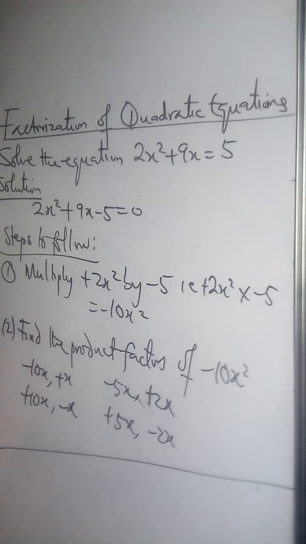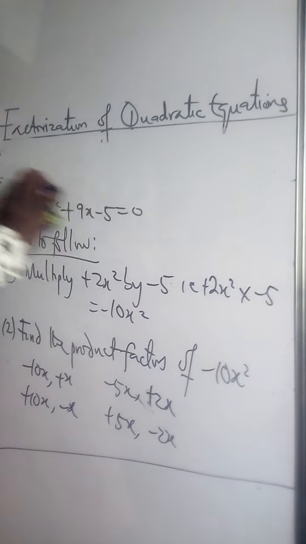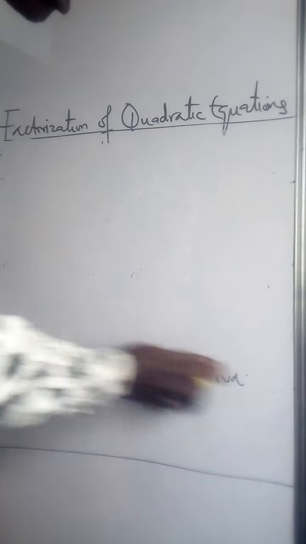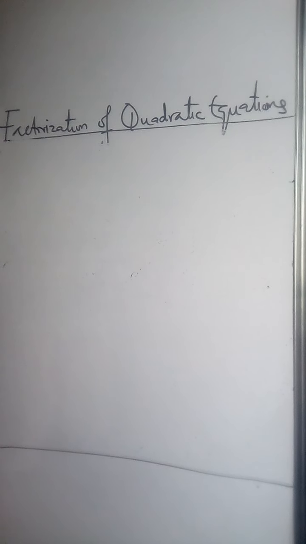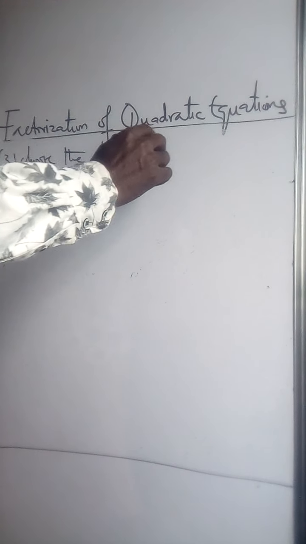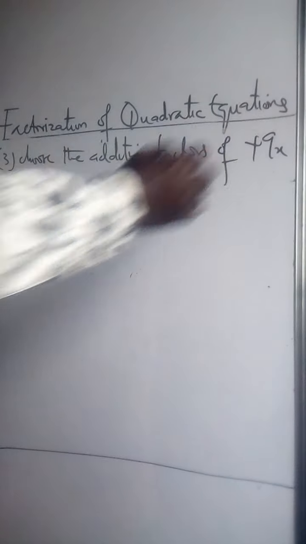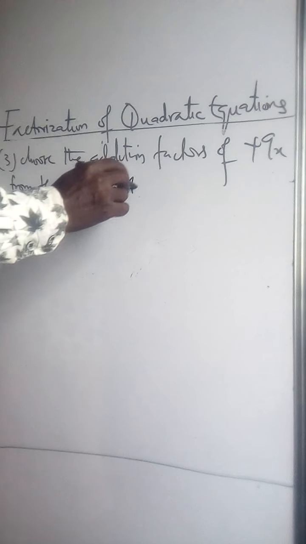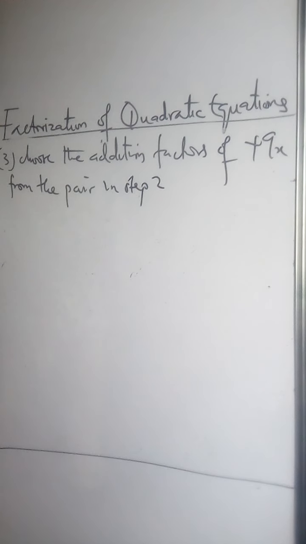Having gotten that, we now move to step 3. In step 3, we choose the addition factors of plus 9. That plus 9x is the middle term in the given quadratic equation, from the pairs in step 2. So let's look for the addition factor from the pairs we obtained in step 2.